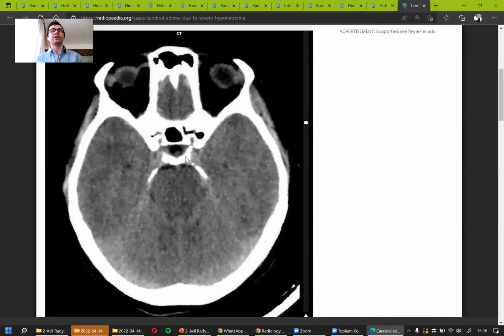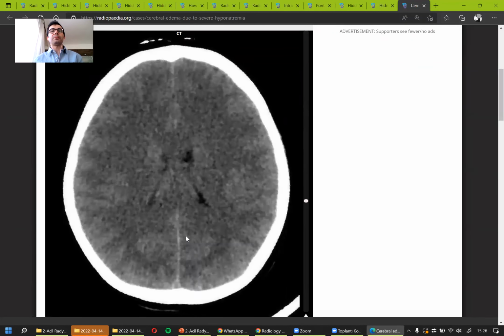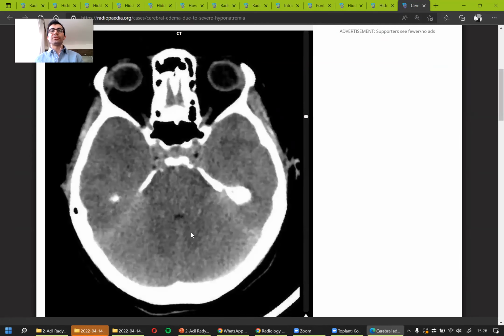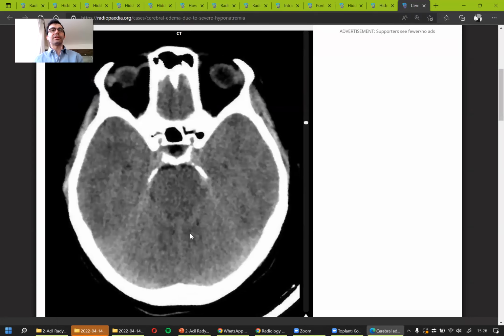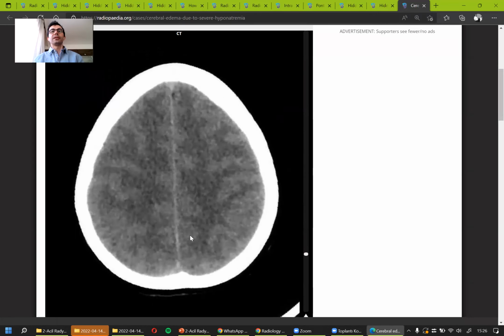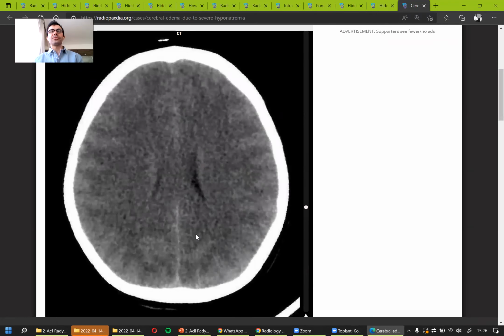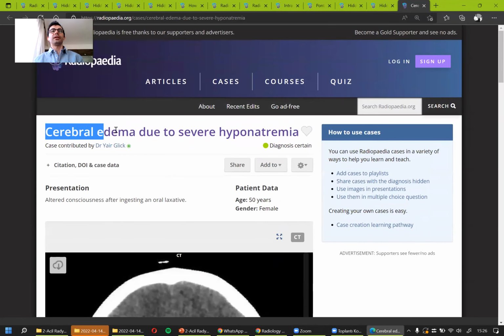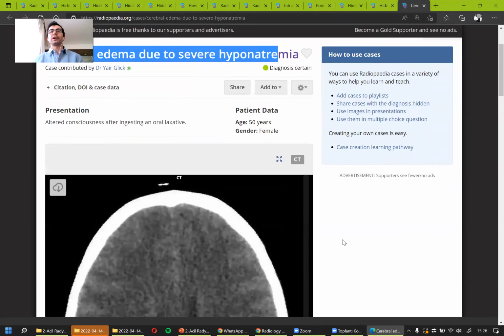Let's see, around the pineal gland, for example, on the top part. It's like everywhere in the brain. So there's complete swelling of the cerebral parenchyma. It was a very quick diagnosis. Thank you, doctor, for your quick diagnosis. This patient has cerebral edema due to severe hyponatremia.